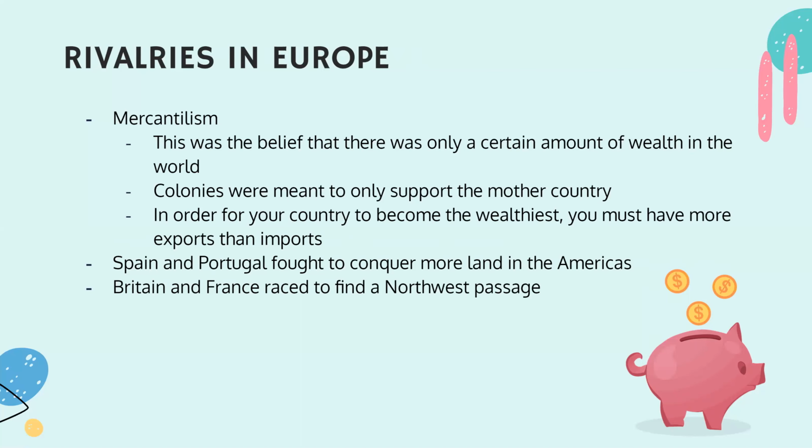So another part of the rivalries was the desire to gain power. And back then, power was represented with land claims. So Spain and Portugal fought to conquer more land in the Americas. Britain and France claimed land around the northern parts of the Americas, and they did this because they were racing to find a Northwest Passage. The Northwest Passage was the hope that they could find some sort of waterway to bring them to Asia through the north of the Americas.